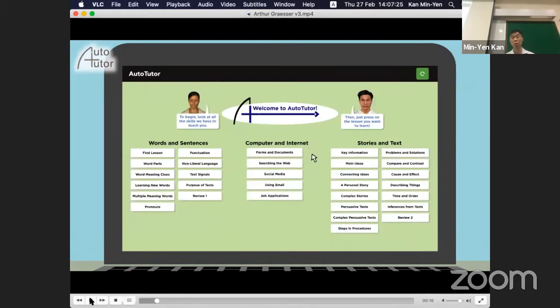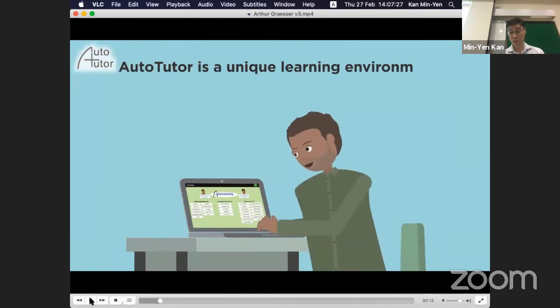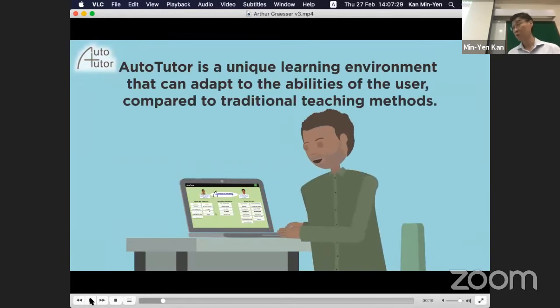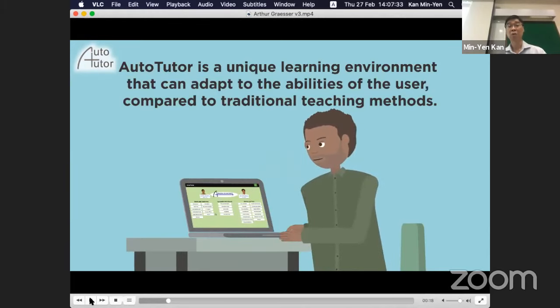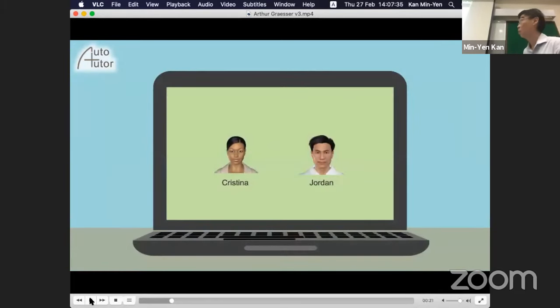AutoTutor enhances reading by providing a unique learning environment that can adapt to the abilities of the user compared to traditional teaching methods. Two digital agents hold three-way conversations with the adult learner and help them to navigate the online experience. Christina is the tutor agent and is the instructor. Hi, Kenya and Jordan. My name is Christina and I'll be your instructor for this activity.